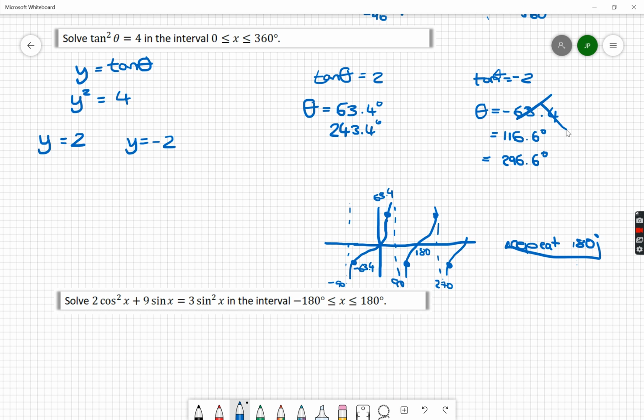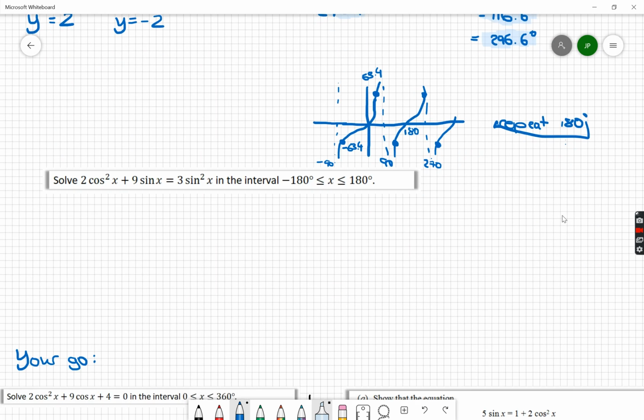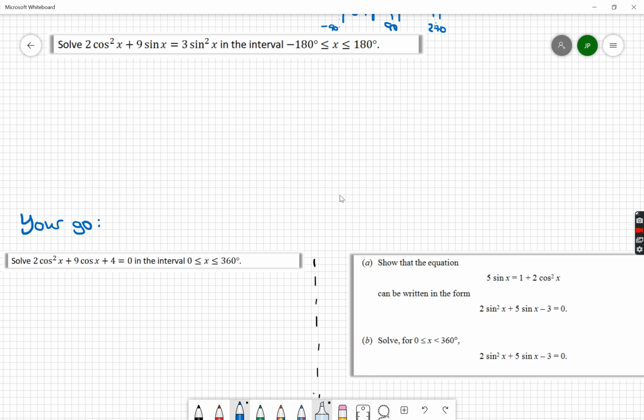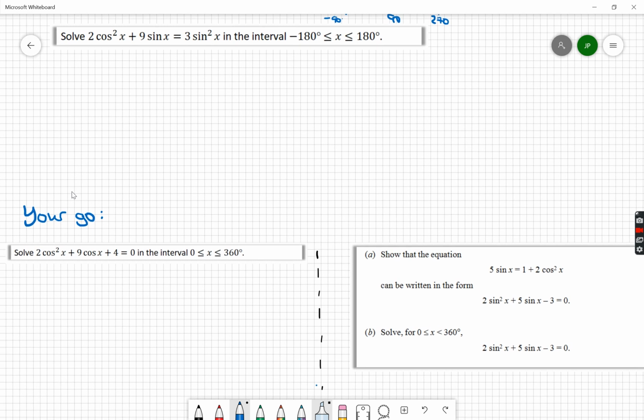Again, remember, we discard the minus 63.4. We use it to find our other solutions, but that does not sit within our range. So this time we have got 4 solutions. We've got a solution at 63.4, solution at 243.4, solution at 116.6, and a solution at 296.6. Okay, right. Last one I want to show you before you have this one.